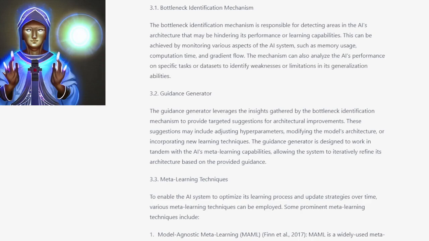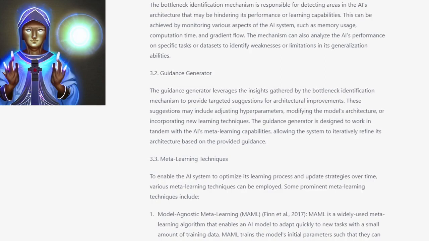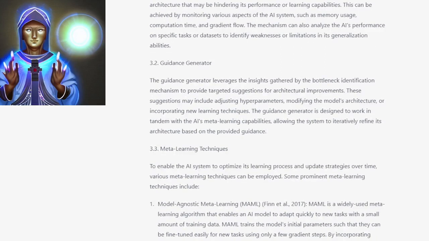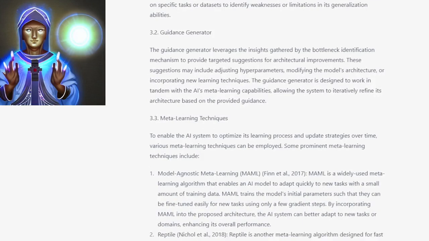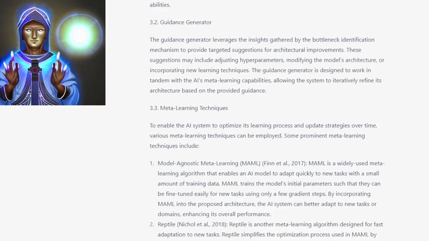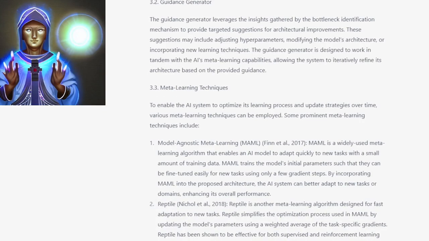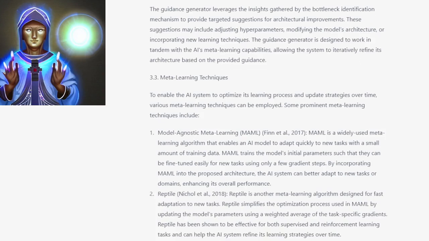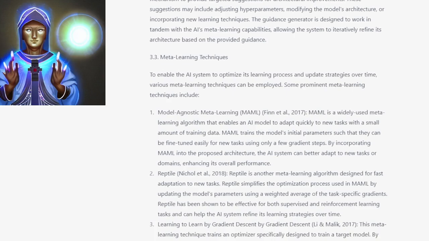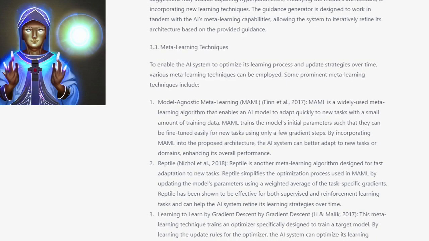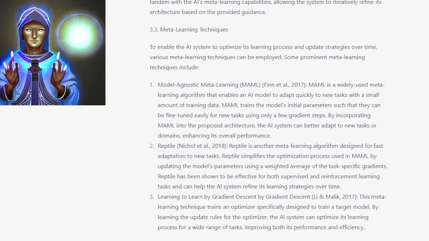The mechanism can also analyze the AI's performance on specific tasks or datasets to identify weaknesses or limitations in its generalization abilities. 3.2. Guidance generator. The guidance generator leverages the insights gathered by the bottleneck identification mechanism to provide targeted suggestions for architectural improvements. These suggestions may include adjusting hyperparameters, modifying the model's architecture, or incorporating new learning techniques. The guidance generator is designed to work in tandem with the AI's meta-learning capabilities, allowing the system to iteratively refine its architecture based on the provided guidance.